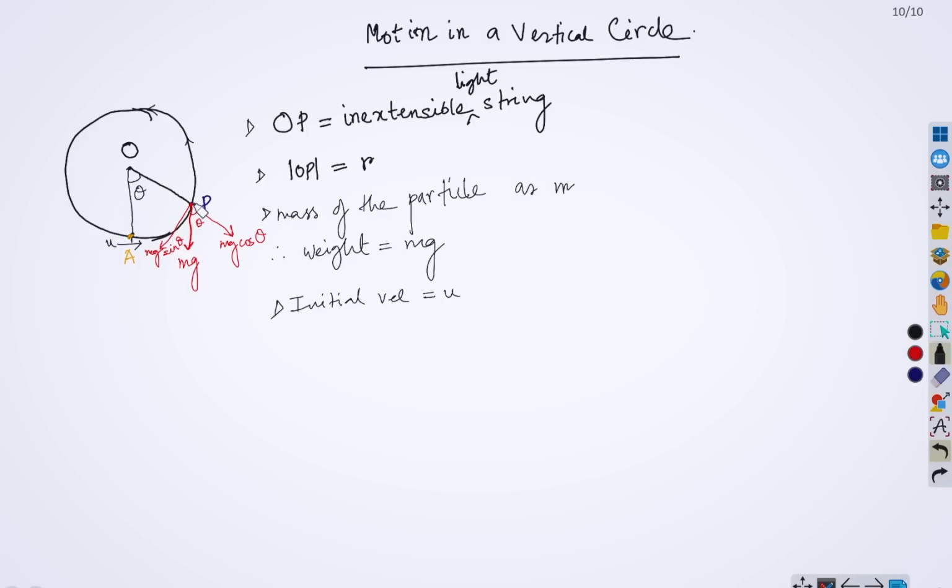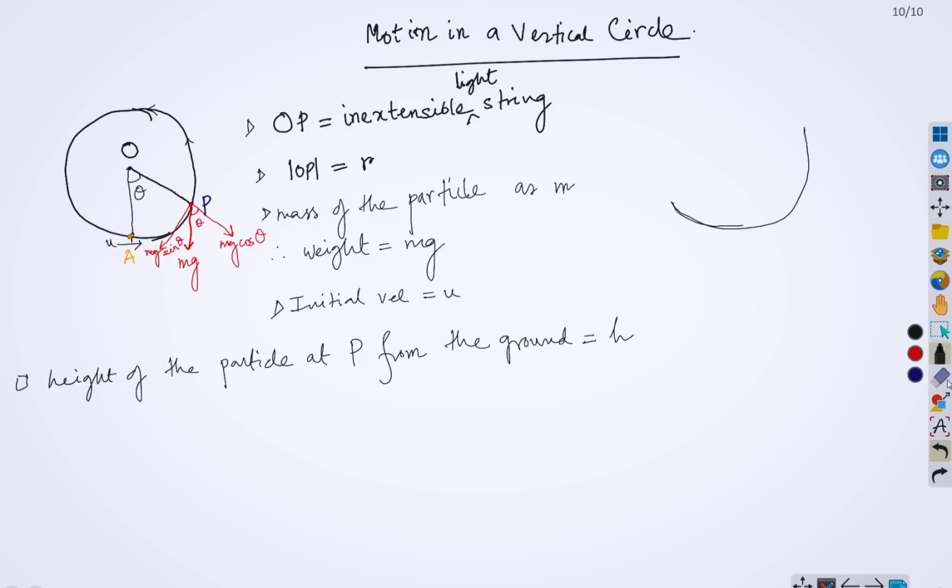Let us now determine the height of the particle at position P from the lowest point, that is from the ground. Let's say this is h. We will first determine h because it is required. So let me draw this circle again. I am just drawing the semicircle because this is enough for determining h. So this is our O, this is our A, this is our P.